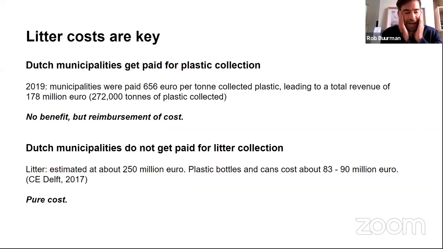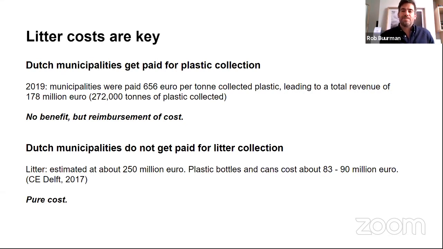So why are Dutch municipalities so eager to join a deposit alliance? One of the things that really matters is litter cost. Dutch municipalities at this moment are responsible for the collection of plastic, and they get paid to do that. In total per year, that amounts to about 178 million euro. But this is not a benefit, this is a reimbursement of cost. It's probably enough for them to cover the cost and maybe make a little bit of additional money, but it's not really a net benefit.